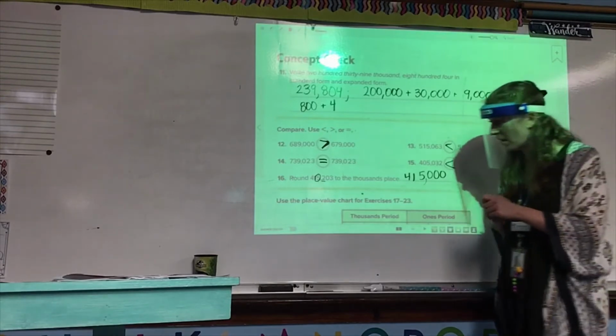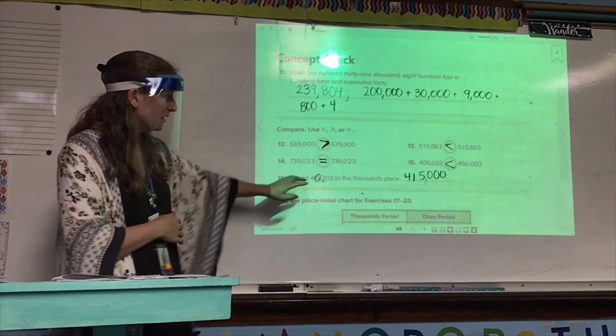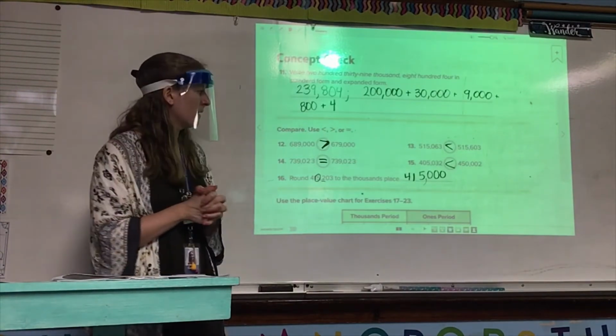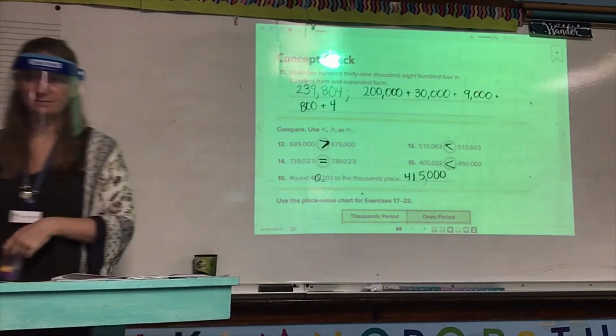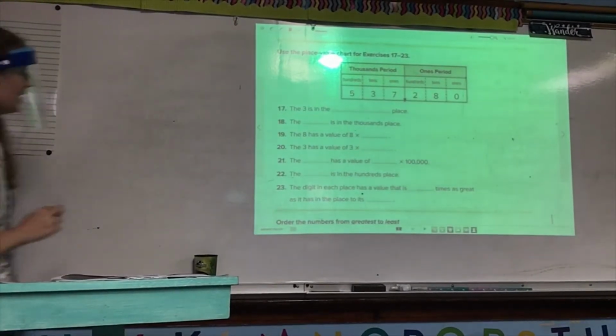415,000. Very good. Okay, before I turn the page, I'm going to come around and make sure that everybody circled and underlined with their pencil or with their red pen. Then we will move on to numbers 17 through 23. We are still on page 50.